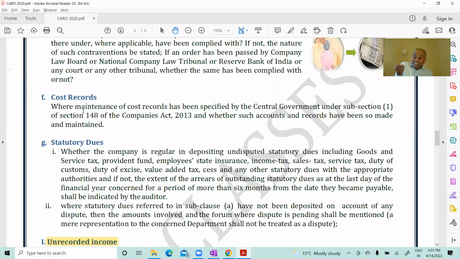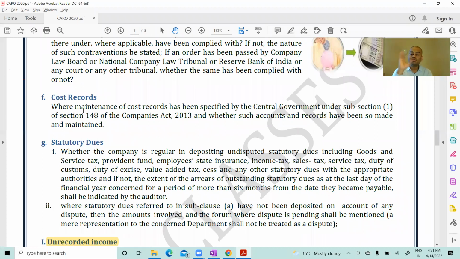If it is this side, this is undisputed, this is disputed statutory dues. For disputed statutory dues, the auditor has to mention what the dispute is, why the dispute is, what the amount involved in the dispute is, and where the dispute is pending, which forum. Is it the National Company Law Tribunal? Is it the Income Tax Appellate Tribunal? Or is it any court? Or any authority where the dispute is pending? Is it Commissioner of Appeals? That you need to write. That is about statutory dues.